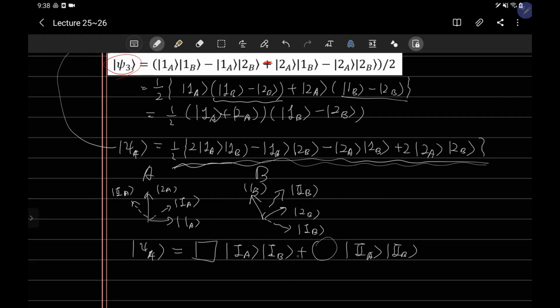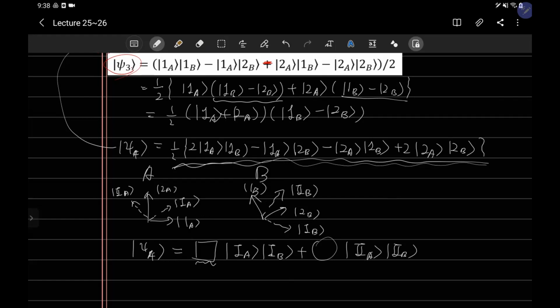And then if only one term, one coefficient is non-zero and all the others are 0, then you will just consider it as a pure state, a separable state, a product state.